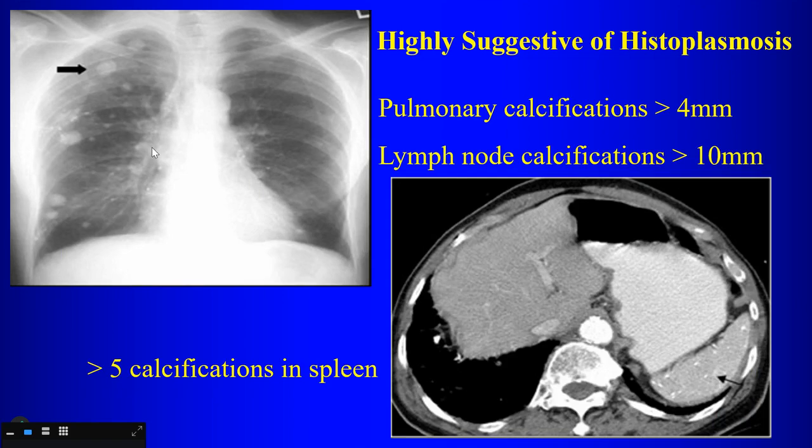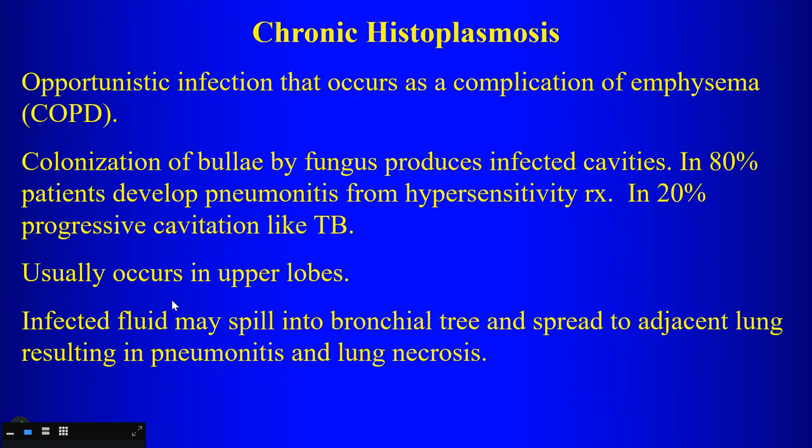What can be highly suggestive of histoplasmosis? Pulmonary calcifications greater than 4 millimeters, lymph node calcifications greater than 10, and more than 5 splenic calcifications. So calcifications in the spleen associated with calcified granulomas in the lung can also suggest histoplasmosis as the etiology. Although, of course, you can't differentiate it from TB, which is much more common.